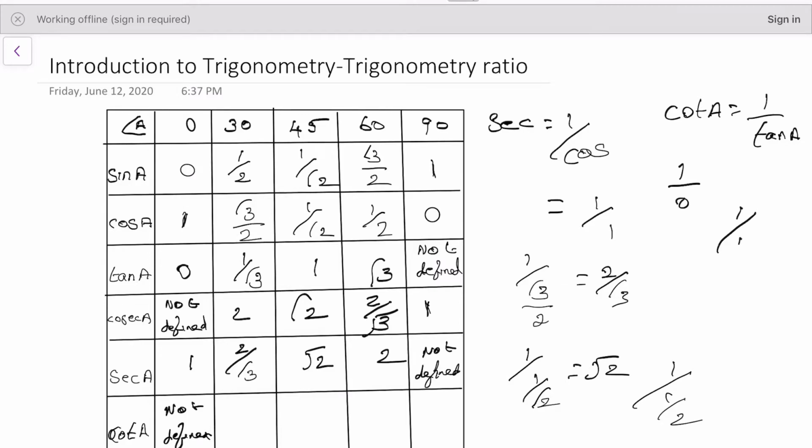1 by root 3 is root 3. 1 by 1 is 1. 1 by root 3 is 1 by root 3. 1 by not defined is 0. So this is the table.